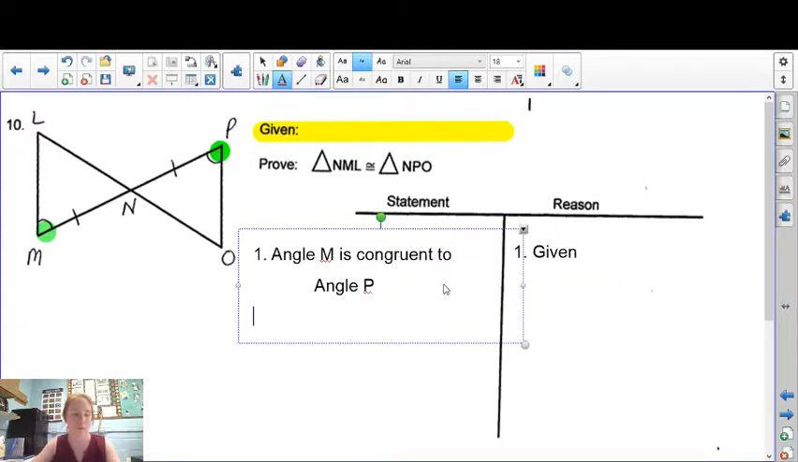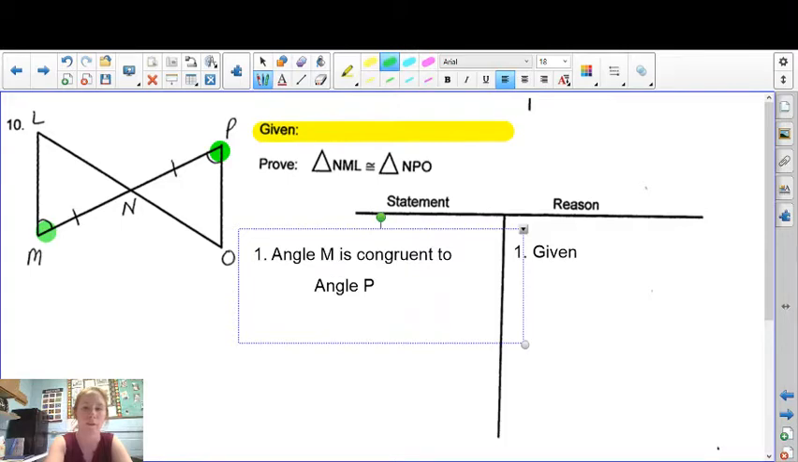What else can I say? Well, what else do I have on here? Let's go back and look. I have a line and I have a line. So I can say line, let's go angle to middle.